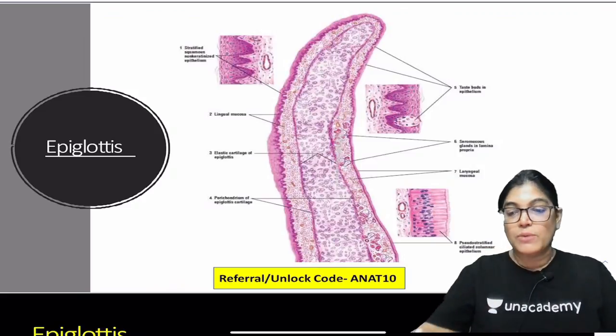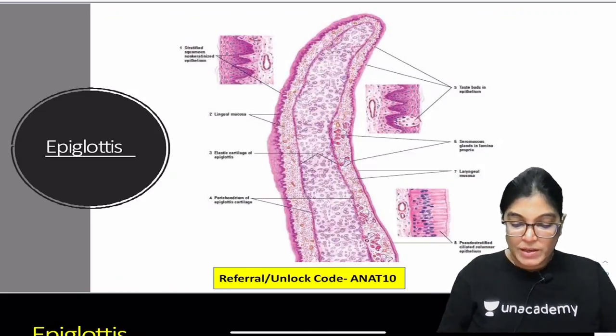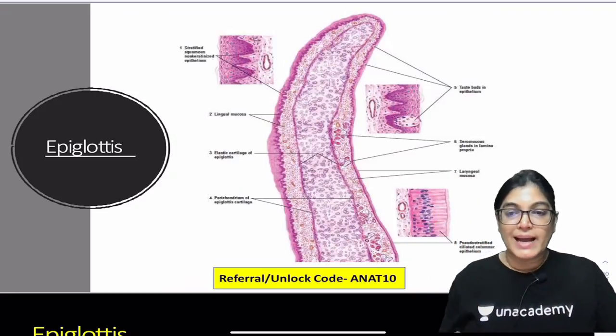So when we are talking about epiglottis, it is actually a double-edged wedge.